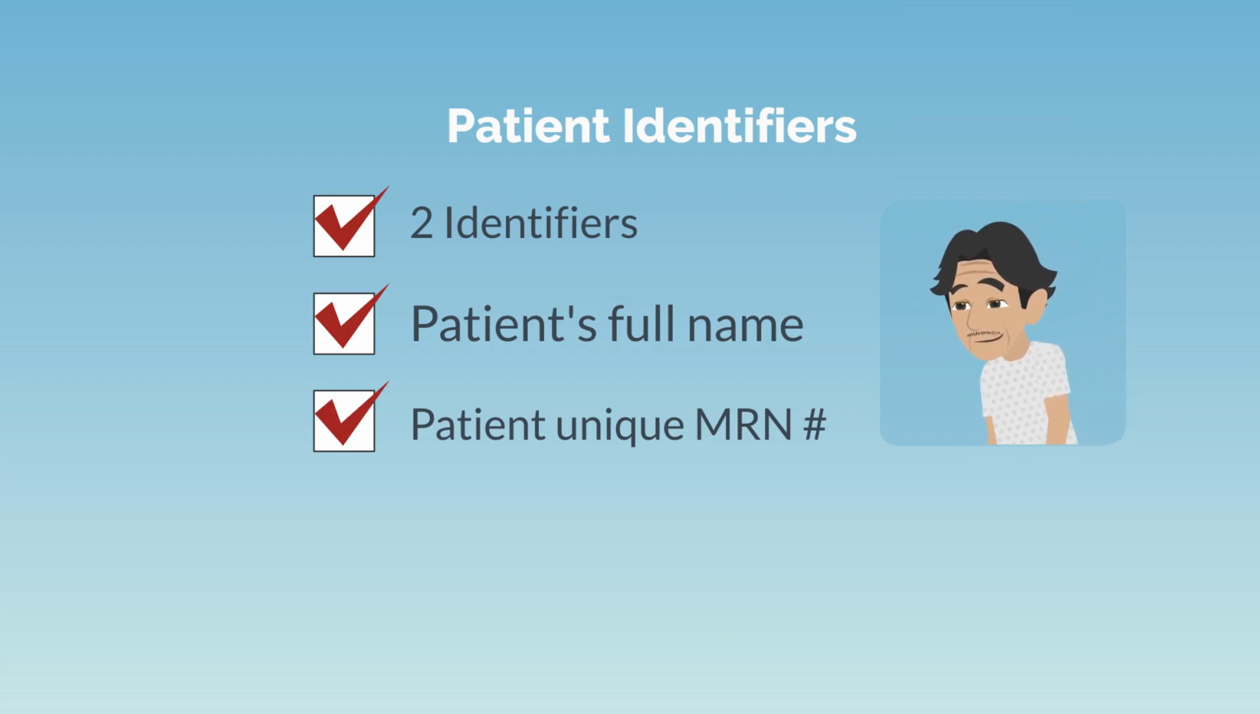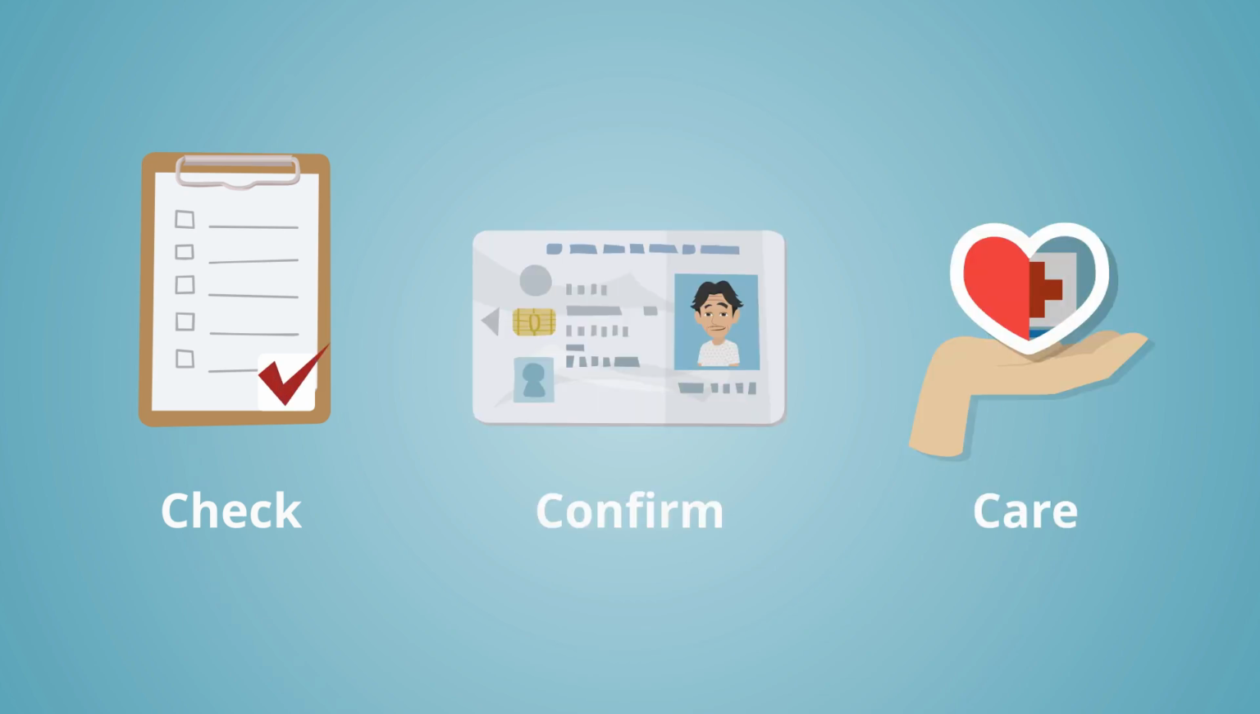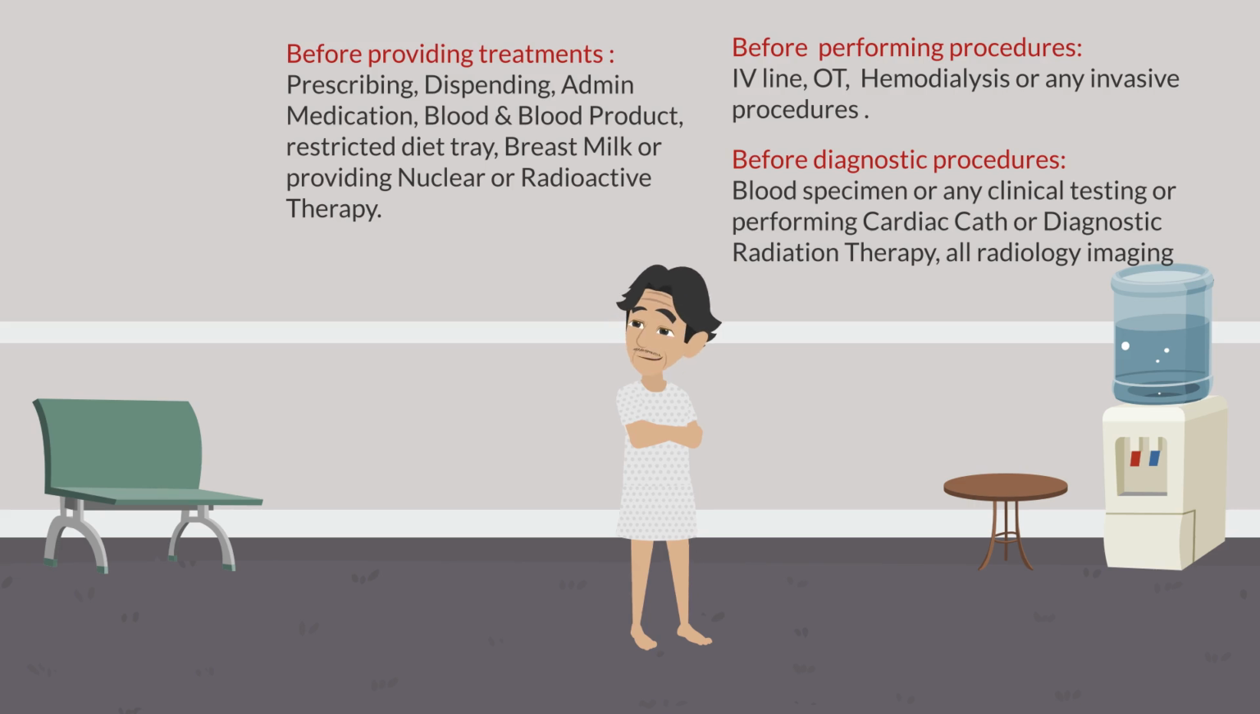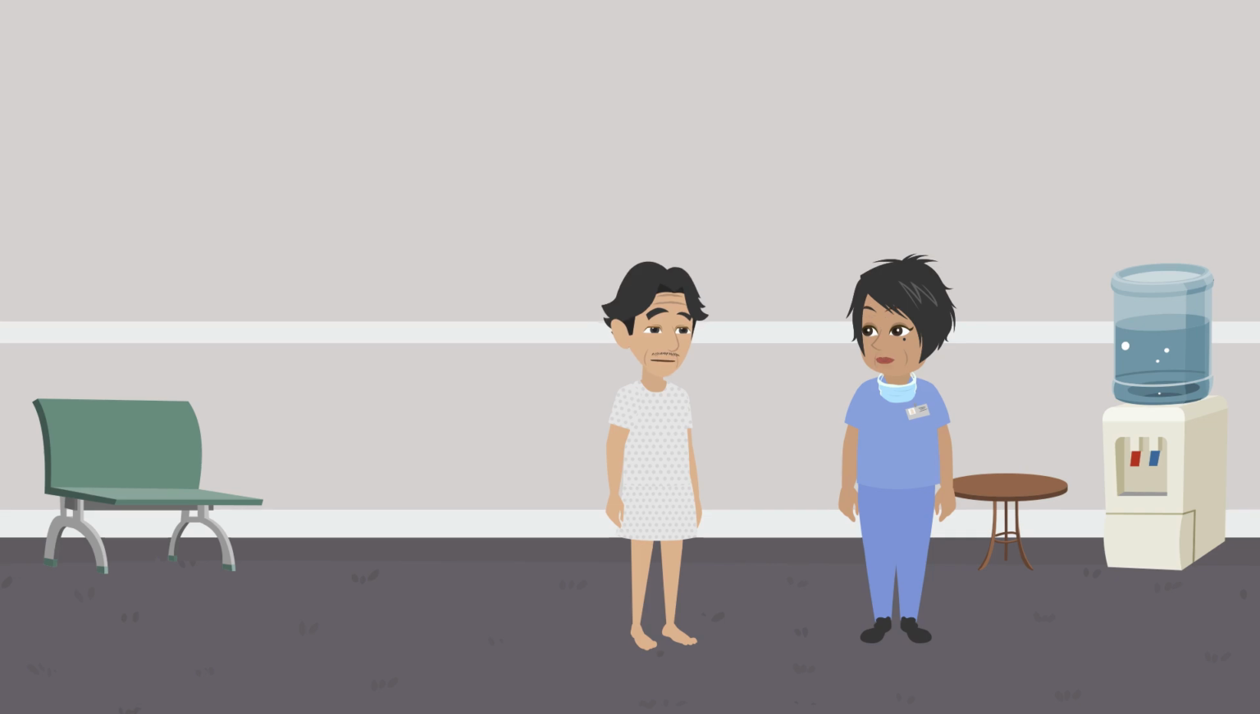Once a person has been registered with the service, it's your responsibility to continue to check and confirm you are dealing with the right patient, before providing care, before providing treatments, and before performing or diagnosing procedures. It is not acceptable to use patient room number and patient bed number, but instead ask open questions. What is your name? Khulud. Your correct name will help staff to check and confirm that they're providing treatment to the right person.